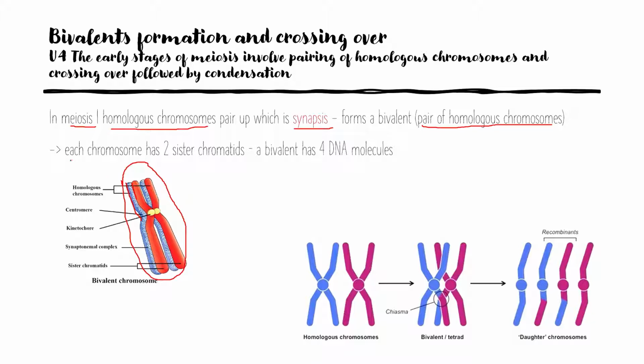So each chromosome has two sister chromatids. We can see here the red chromosome has one chromatid running down here and another chromatid running down this side. They're connected by the centromere. A bivalent is going to have 4 DNA molecules because they have 2 chromosomes. So we have 1, 2, 3, and 4 DNA molecules. And we can just see that right here as well.